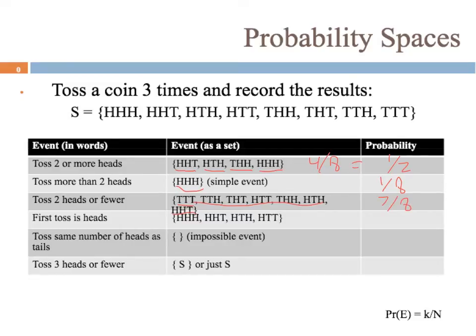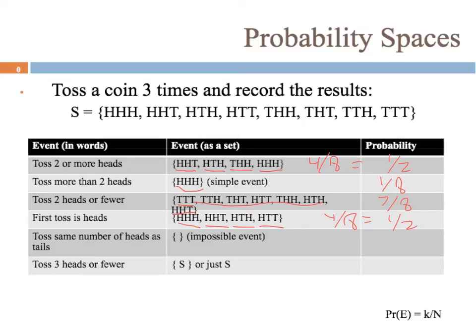The first toss is heads. So heads, heads, heads; heads, heads, tails; heads, tails, heads; and heads, tails, tails. Those are all the possible ways that heads could be first. So that's 4 out of 8 again. And that is 1/2.